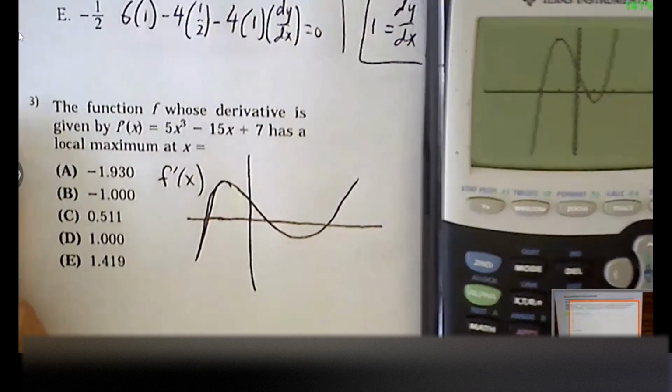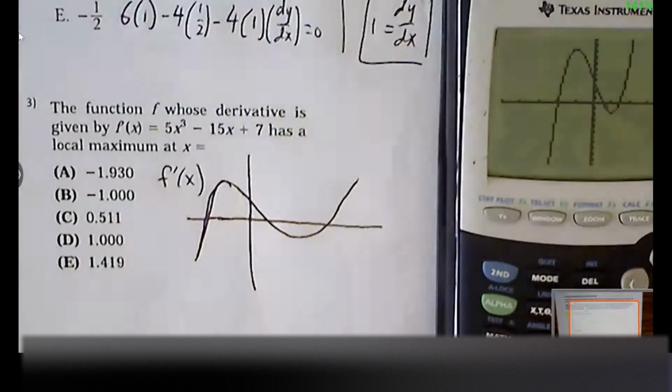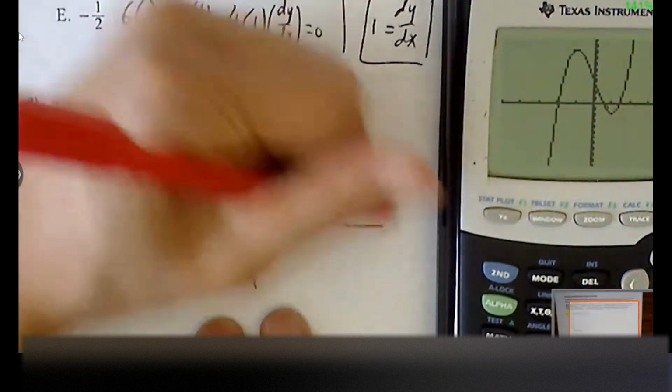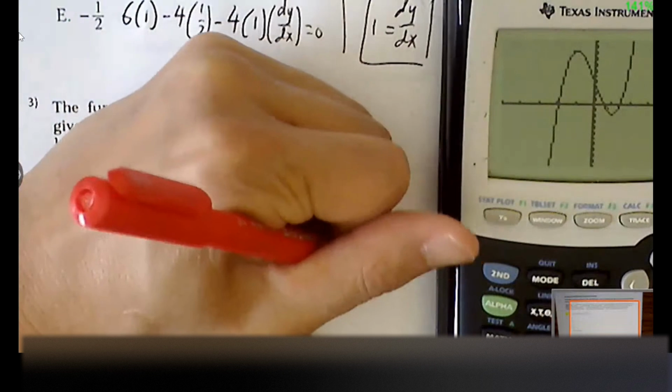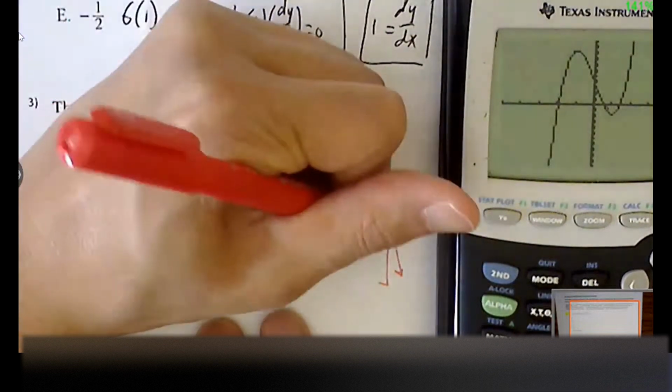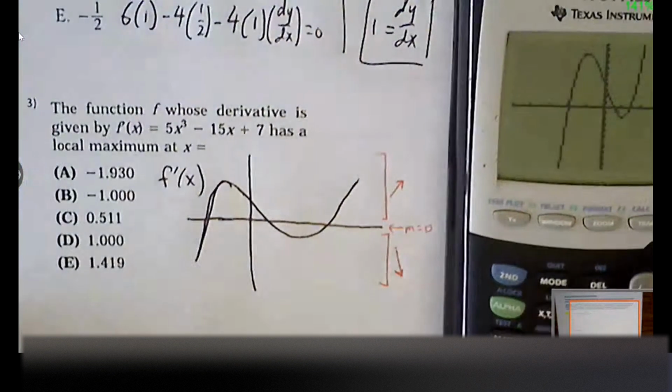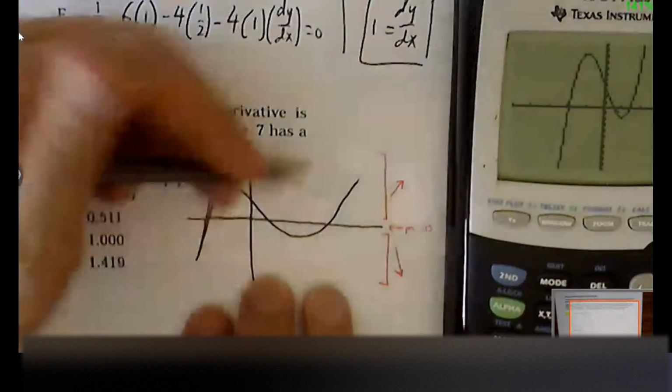Okay, really rough sketch here, but I know that for f prime, I can label what I'm looking at here. Above the x-axis is positive slope, below is negative slope. Slope 0 is on the x-axis. So I want to be able to identify these x-intercepts.